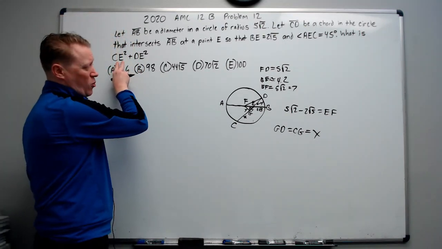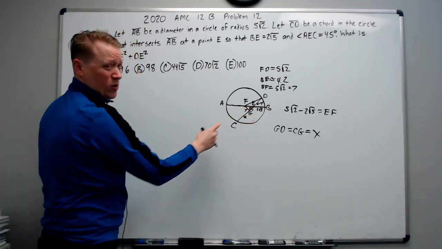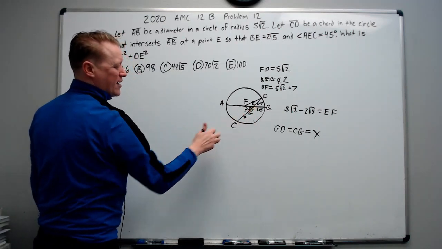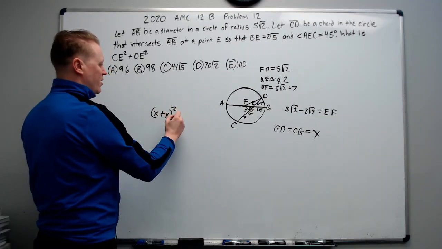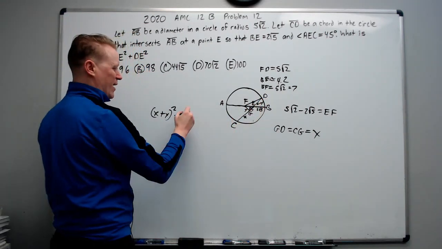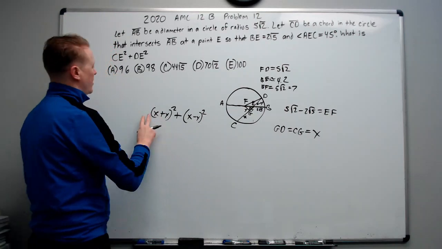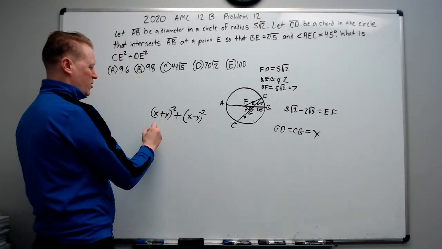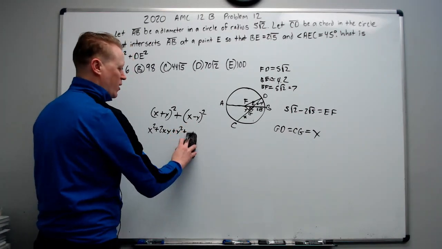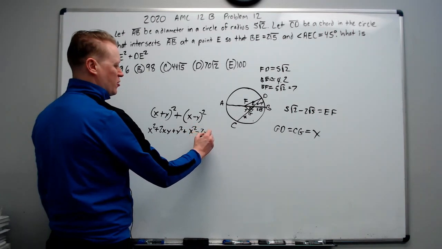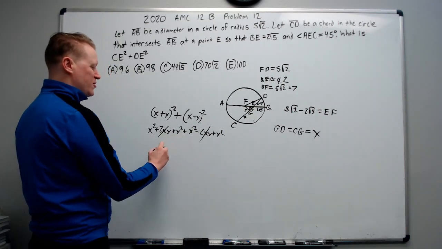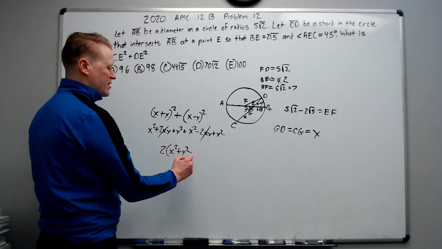Let's go. CE squared. CE is X plus Y, right? Because X is to here and Y is this part here, GE. So we have X plus Y squared plus DE squared, and we've already labeled DE as X minus Y. So X minus Y squared. This is what we want. If we square this, we're going to get X squared plus 2XY plus Y squared plus X squared minus 2XY plus Y squared. So nicely, the 2XY's cancel. You have 2 times X squared plus Y squared.